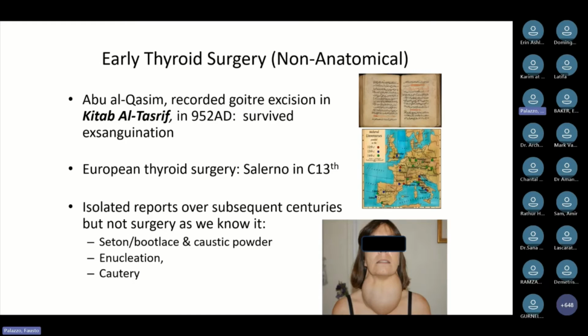The European first documentation of thyroid surgery goes back to the medical school in Salerno, which is the world's first medical school. It no longer exists. And then in subsequent centuries, there were isolated reports of thyroid surgery. But this, it should be clear, was not surgery as you and I know it. It was brutal surgery based on tying a bootlace or a seton across a thyroid mass. And in the bottom right-hand corner, you'll see that in modern-day London, there are still the sort of goiters they had to deal with then. But of course, we remove these rather than just ligate them.